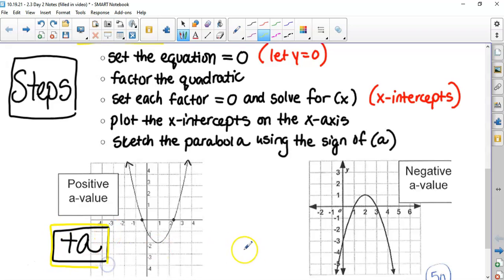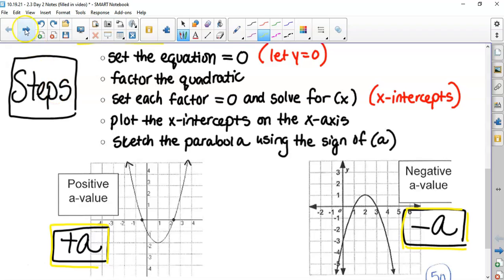Right away we know that if it's a positive A, it opens up. If it's a negative A, I don't need to know anything else other than the fact that A is negative to know that this graph is going to open down. So that's what it means when it says sketch using the sign of A. Once you have your x-intercepts, you're either going to sketch this opening up, or you plot your x-intercepts and you sketch it opening down.